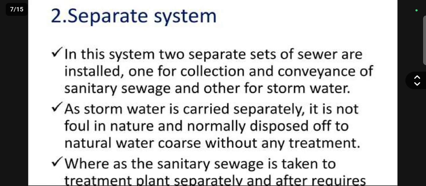Going to the separate system. In this system, two separate pipes are used: one pipe handles sewage water and another pipe handles rainwater. For example, many new towns or planned areas use this system. One pipe is for toilet and kitchen waste, and another pipe is for rainwater from roads.